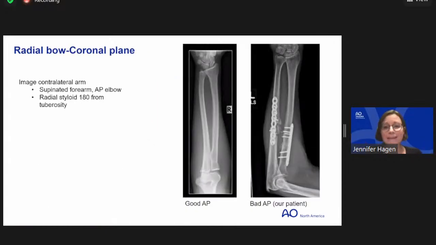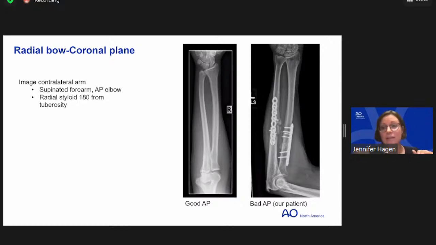So what is the coronal bow of the radius? First thing is you have to figure out how to look at it. So the x-ray on the left is a good AP, and we know it's a good AP because we're seeing an AP view of the elbow and an AP view of the wrist. So the patient's arm is supinated and the elbow is extended and they're shooting from top down. We have a bad AP.